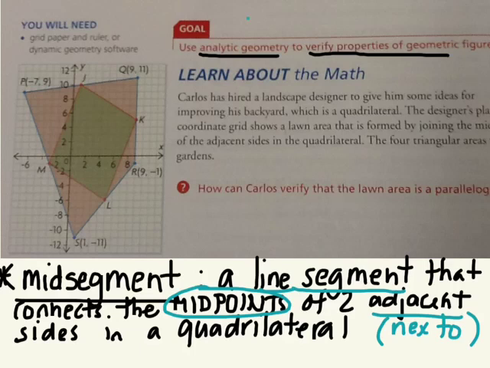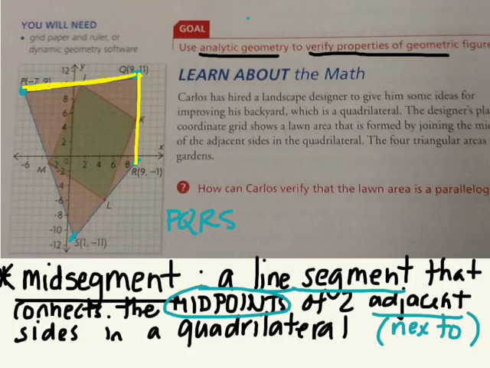Our quadrilateral is PQRS, right? If I'm referring to side length PQ, which side is adjacent to PQ? Is SR next to PQ? No, they're not, because they're not touching. Which side of the quadrilateral touches PQ? QR is adjacent to it, and so is PS.